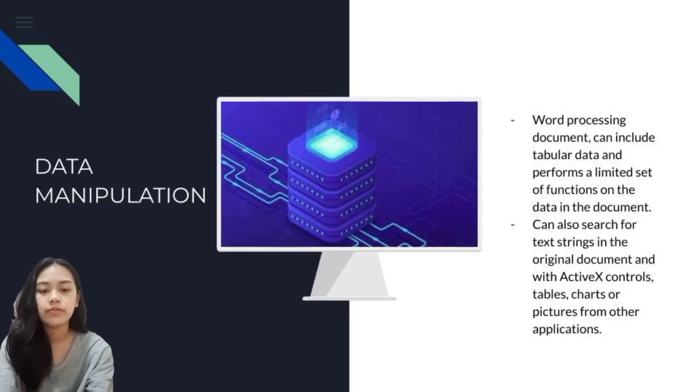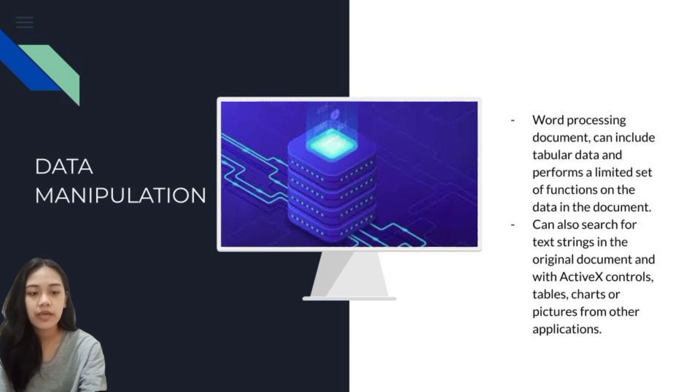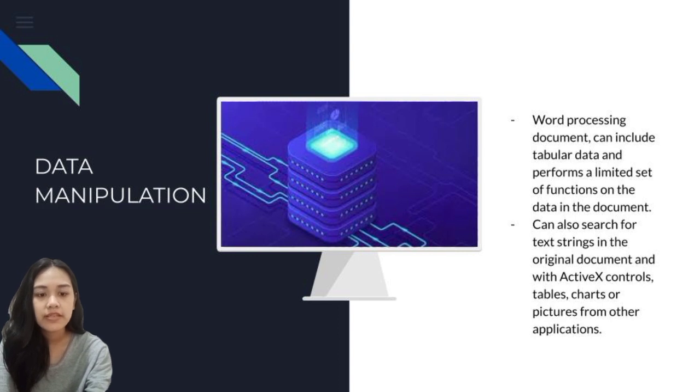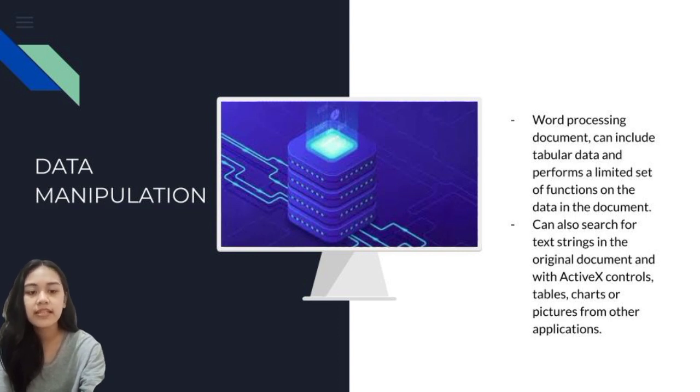Data manipulation. Word processing documents can include tabular data and perform a limited set of functions on the data in the document. You can also search for text strings in the original documents and, with ActiveX controls, embed tables, charts, or pictures from other applications. In spreadsheets, some cells contain functions that determine the result you want. In other cells, you enter the data that provides the source information for the function.